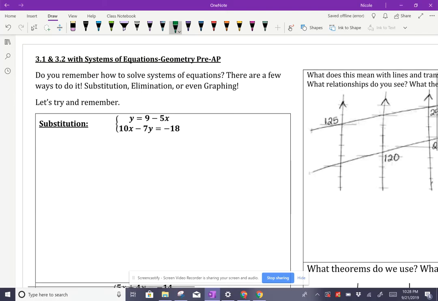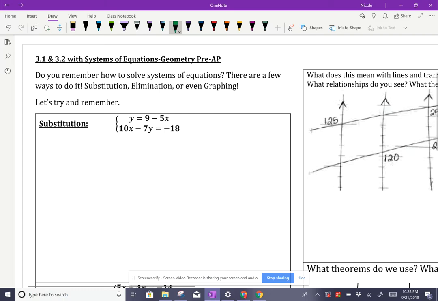All right, with the combination of 3.1 and 3.2, we're going to take what we've learned about these angle relationships with parallel lines, and we're going to have equations set up. But we're going to need to review some Algebra 1 abilities first. We're going to have to review systems of equations. So if you remember systems of equations, great, move on if you think you know how to do it. If you need a refresher, I'm going to go through and talk about substitution and elimination.